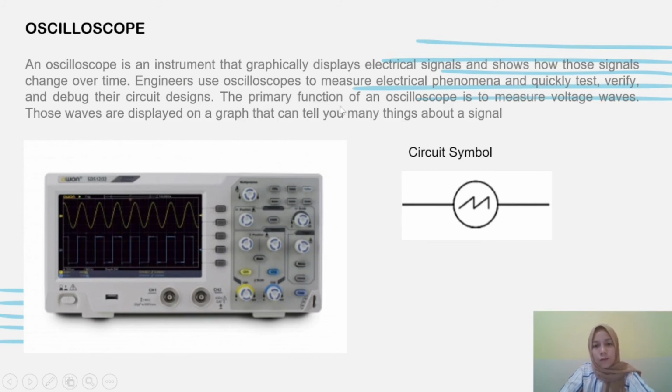The primary function of an oscilloscope is to measure voltage waves. Those waves are displayed on a graph that can tell you many things about a signal. Okay, this is the oscilloscope. On the right side, there is the circuit symbol of the oscilloscope.